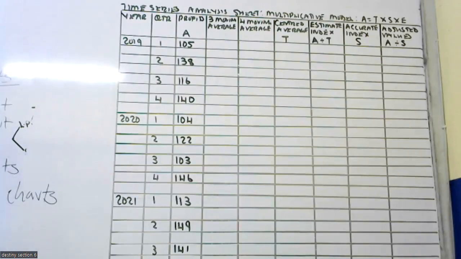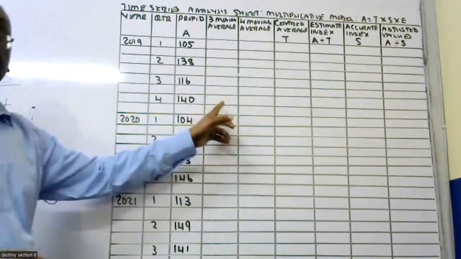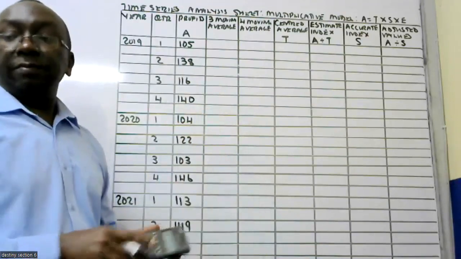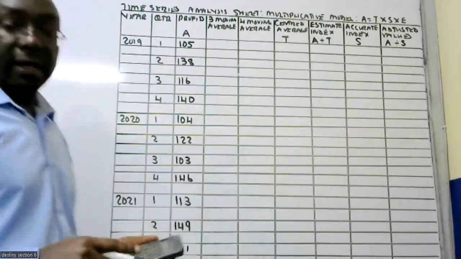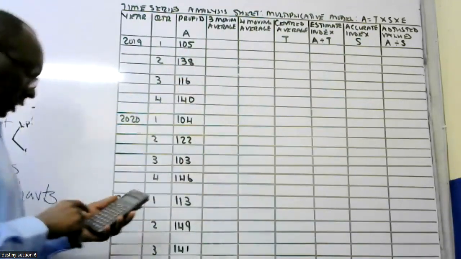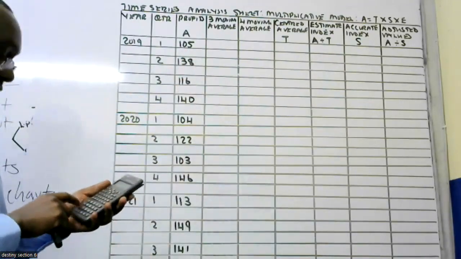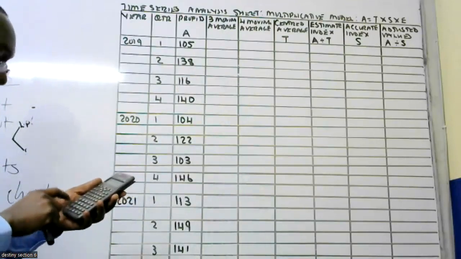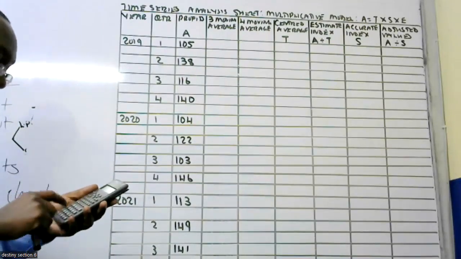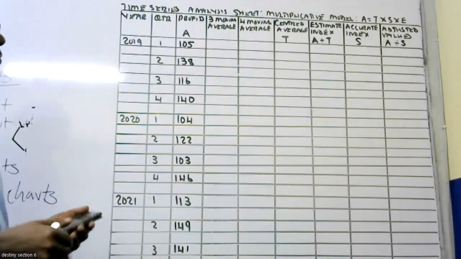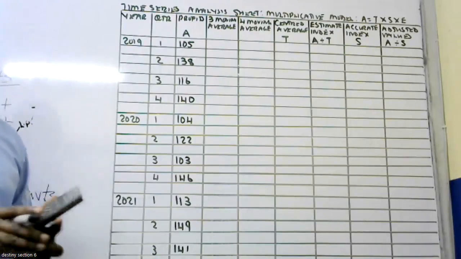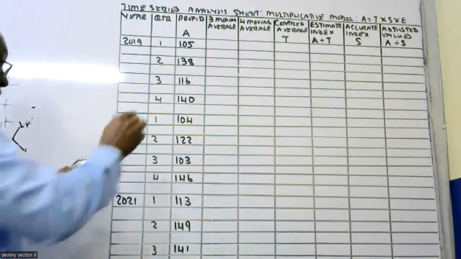Okay, so now we are told to do 3 moving. Hatuweki sana, but now the examiner has asked for 3 moving. You take your calc. I told you 3 moving, you add the first 3. So utasema 105 plus 138 plus 116 equals. Then you divide by 3. And that answer is normally recorded at the third value, third line.